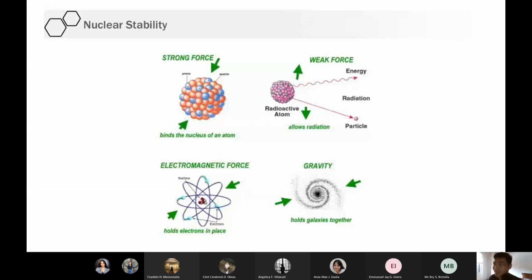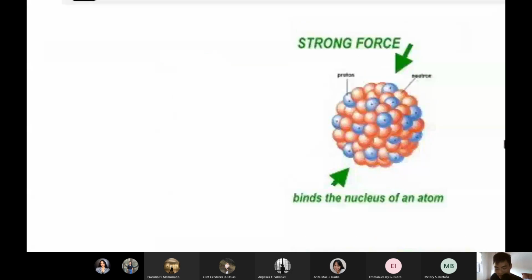Kasi nasabi ko na agad yung dahilan sa nuclear stability. Anyway, kunwari wala kayong idea dito sa slide na to. Imagine mo yung atom, di ba? Yung atom natin. Ganito yung idea ng itsura nun.